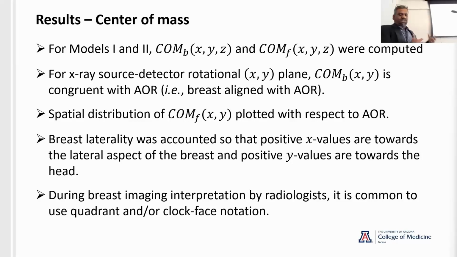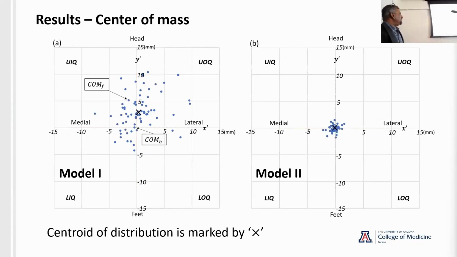So we wanted to see the distribution because there is already some literature on the tissue distribution. So we plotted the center of mass. So this is for model 1. This is basically a heterogeneous tissue distribution and real shape. So each of the 75 points shows where the center of mass of the fibroglandular tissue is. We find it's skewed toward the upper half of the breast. There's more fibroglandular tissue above the nipple than below. And it's more towards the upper outer quadrant. And this is for model 1.